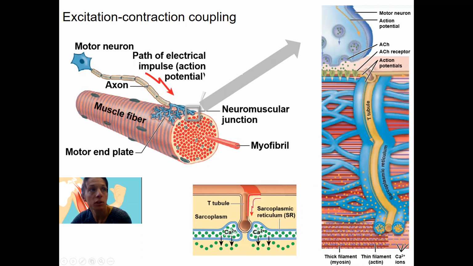Calcium is going to flow from the sarcoplasmic reticulum out, not into the T-tubule, into the sarcoplasm of the muscle cell, just like here. It's going to then contact these myofilaments, and that's how it's going to be important and connect to contraction.